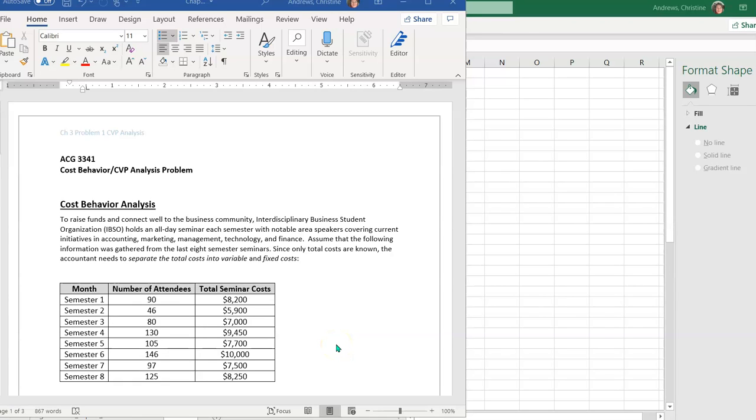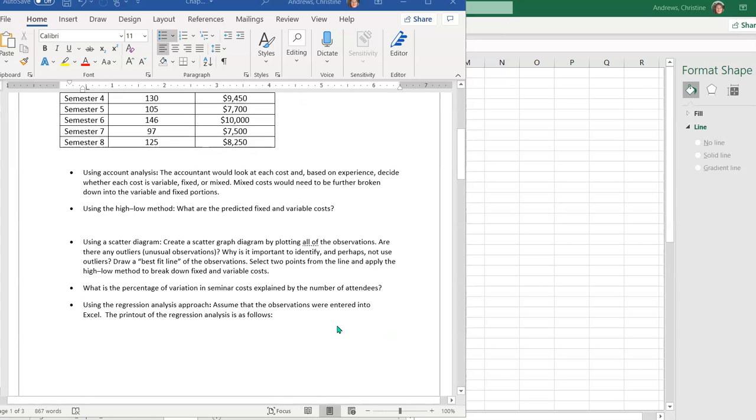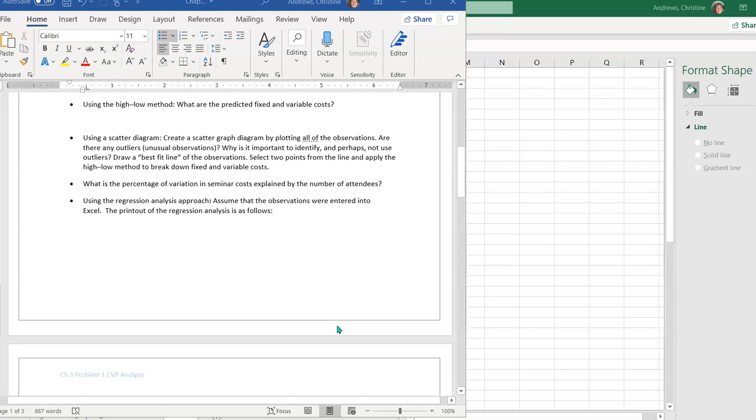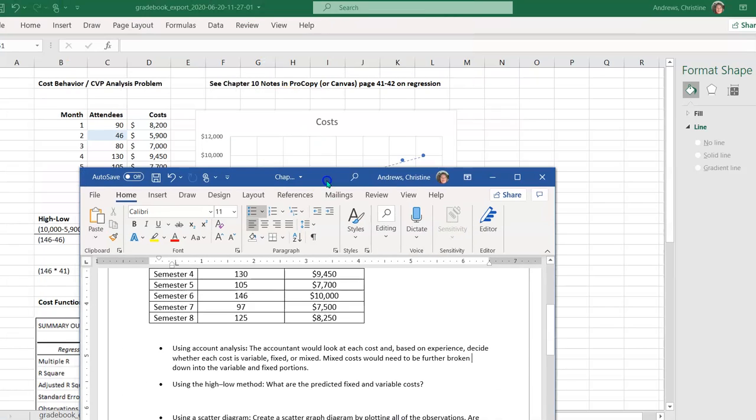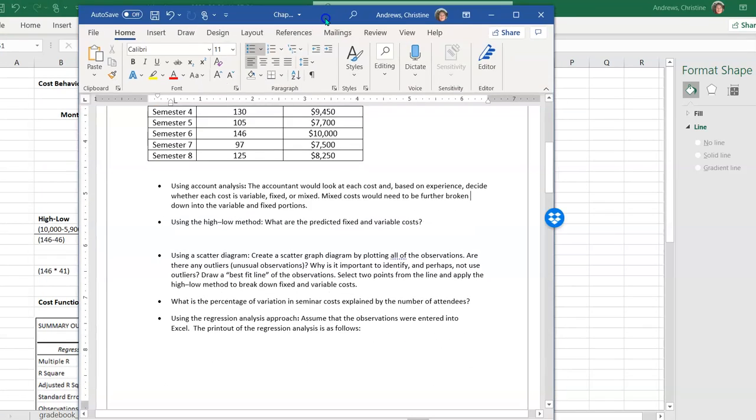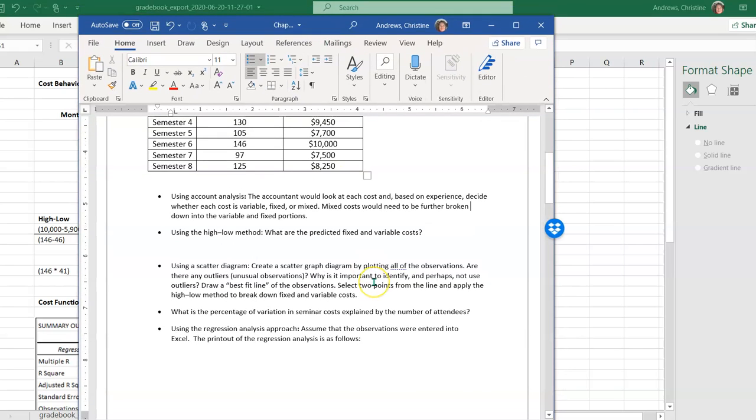Okay, everybody, I put together something on regression, and it's really nice because the basis of it is right in your book, in the Pro Copy book, and I seriously didn't realize it was there. It's on page 89, page 41 and 42, on regression, and we've got some data here.